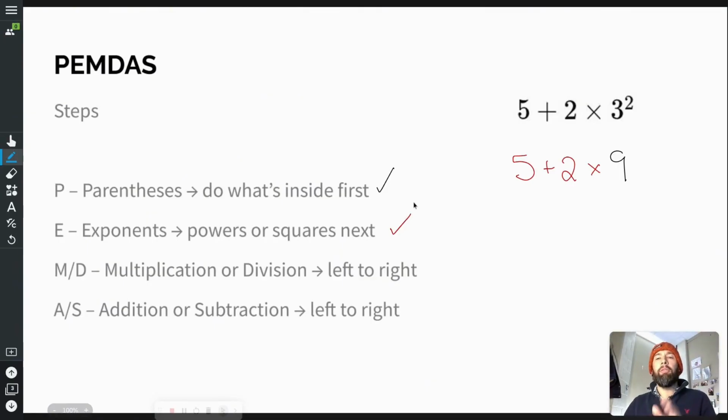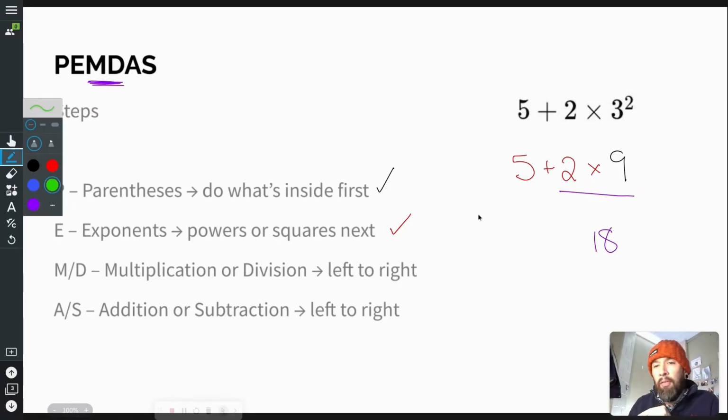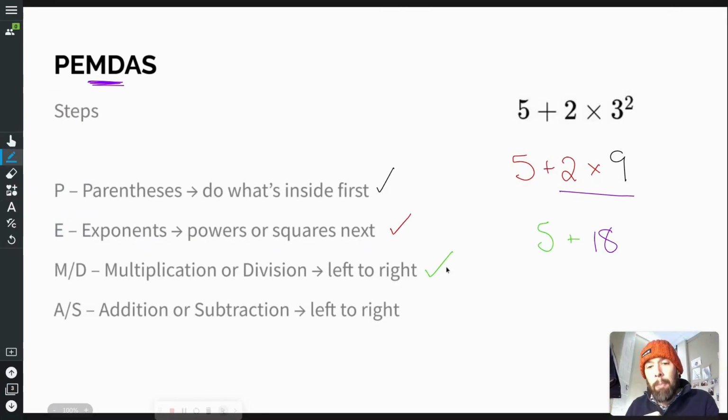So we did our exponents. Now the next step is multiply, divide, left to right. You don't always multiply first. You don't always divide first. You go left to right. So what I see here is 5 plus 2 times 9. Do the 2 times 9 part first. 2 times 9 is 18. Then you drop down the 5 plus part. Once you do all of your multiplication and all of your division, then the last step is addition or subtraction, left to right. All I have is 5 plus 18, so that's going to be 23, and then I'm done.